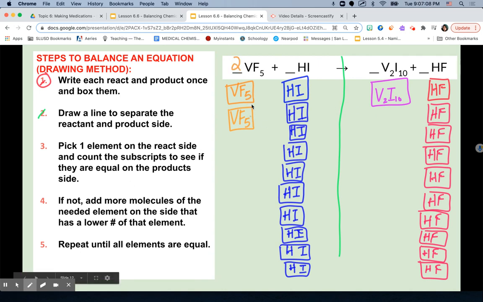I have 2 boxes of VF5. I have 10 boxes of HI. I have 1 box of V2I10. And I have 10 boxes of HF. So I end up with the answer that I got just before, right? This is a slightly different way of doing things, but it will get you the same answer. The only thing is, if the numbers are large, you have to draw a lot, which is kind of annoying, right? So either method works. At this point, you should be able to do the quiz questions at the end of the slides.